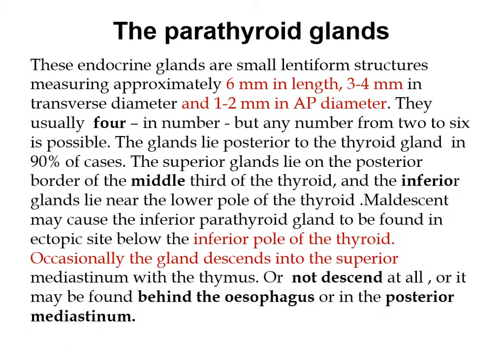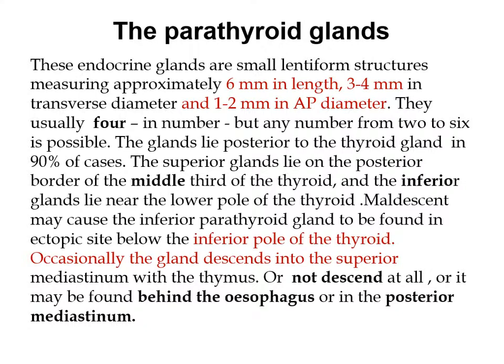Now, shifting to the parathyroid glands. The parathyroid glands, these endocrine glands, are small lentiform structures measuring approximately 6 mm in length, 3 to 4 mm in transverse diameter, and 1 to 2 mm in AP diameter. They are usually 4 in number, but any number from 2 to 6 is possible.